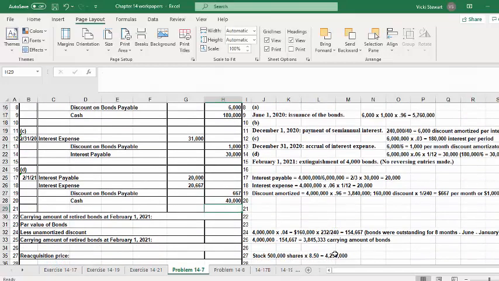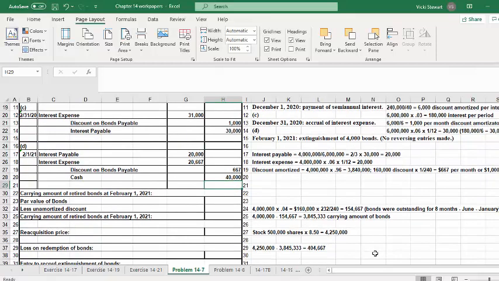The next thing that we will have to determine is whether we have a gain or a loss on the extinguishment of the bonds. The first thing that you have to determine is what is the carrying value of the bonds that are being extinguished. So we know that we are going to be extinguishing 4,000 bonds, or $4 million of the bonds payable. We know that our discount was $160,000. These bonds have been outstanding for 8 months.